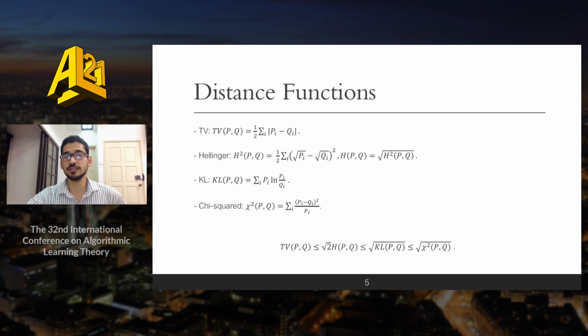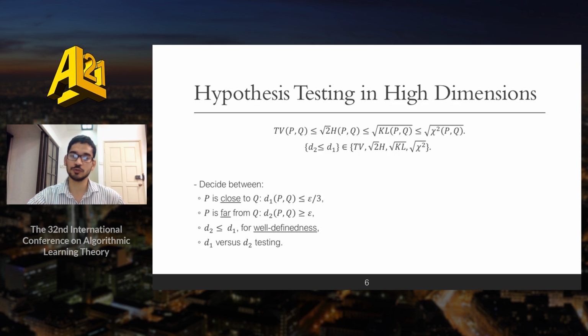The Kullback-Leibler divergence, KL distance, between P and Q is defined to be the summation over i of Pi log the ratio of Pi and Qi, and is used heavily in information theory. Finally, we'll also look at the chi-square distance, defined as the summation over the items i in the sample space, Pi minus Qi whole square divided by Pi. And for these 4 distance functions, we have an important inequality that we'll be referring to again and again, which is that TV is at most some factor of Hellinger distance, at most square root of KL, at most square root of chi-square. As we said, d2 is at most d1, and we need this condition for well-definedness.